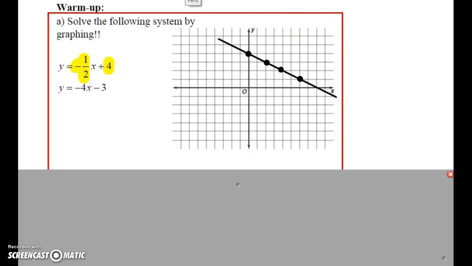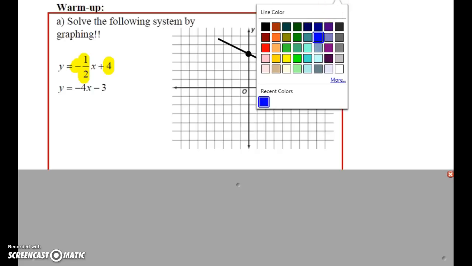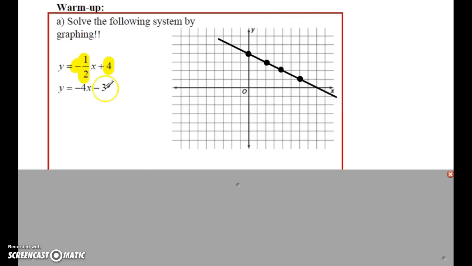Next, we have to graph the next line. When I go to graph that line, we're going to want to make sure that we again pay attention to the slope and y-intercept. Our y-intercept here is -3. So I'm going to start at -3 on the y-axis. And then my slope is -4, which says I can go down 4 units and to the right 1.